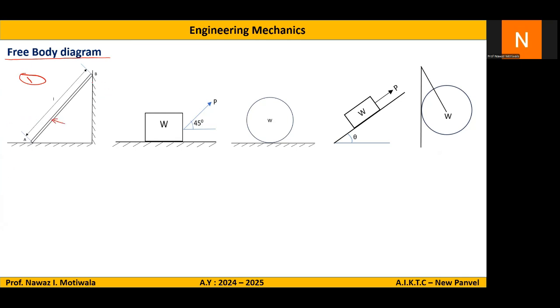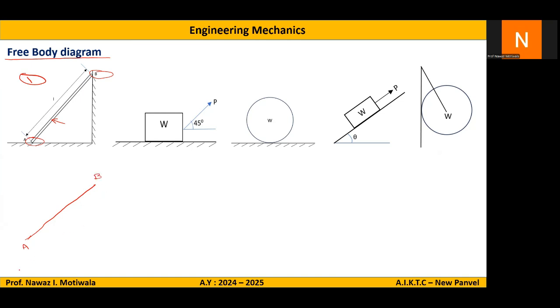is being supported at this particular point B and this particular point A. So now if I remove these supports and draw the diagram, that will be known as the free body diagram of that ladder. So let us start with drawing the free body diagram. So first I will remove all the supports and draw the ladder like this. So this is a ladder which is starting at A and going up to B.